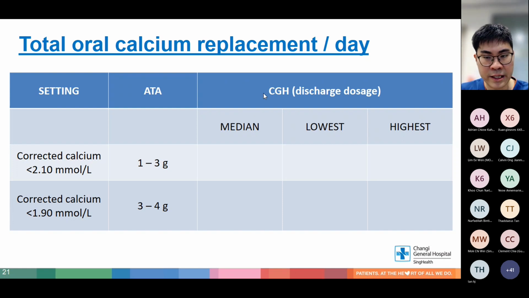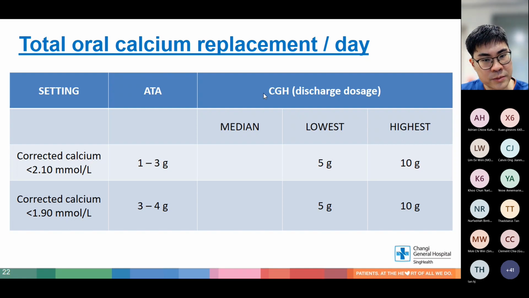What we did was look at our own population over the course of a year, and we looked at the oral calcium carbonate discharge dose. Basically, what they need at the end after everything has plateaued. Of course, during the stay they may have had a higher or lower dose, but this was the final dose given to them on discharge.